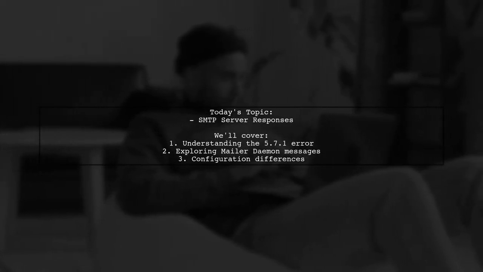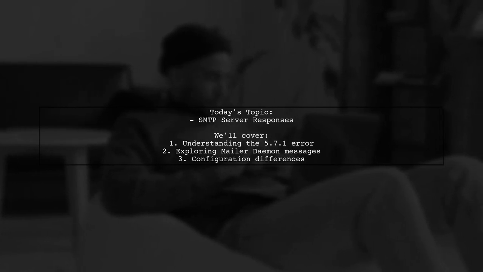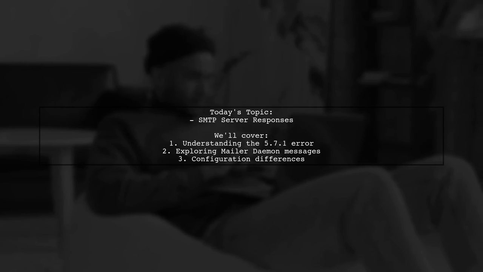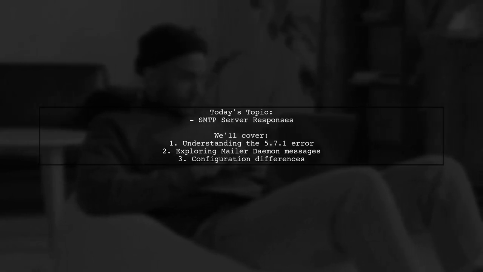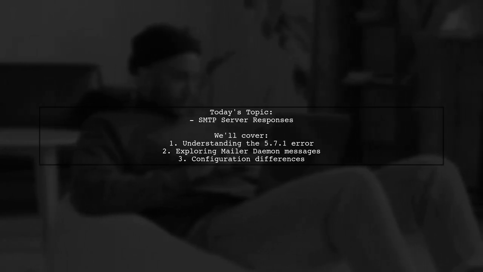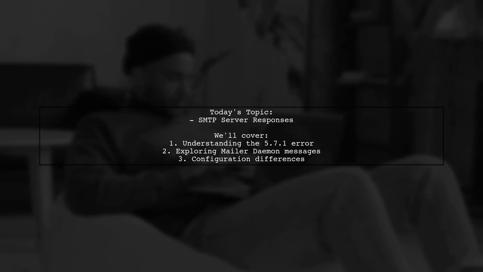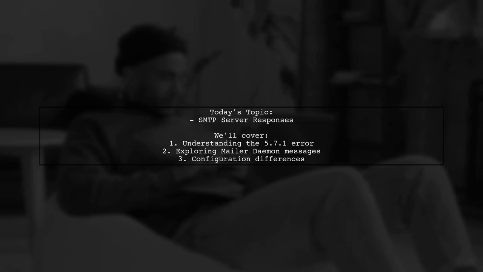Today we're tackling a perplexing issue that many developers encounter when working with SMTP servers. Our viewer has a question about the server response, 5.7.1, unable to relay, and the different behaviors observed when sending emails.